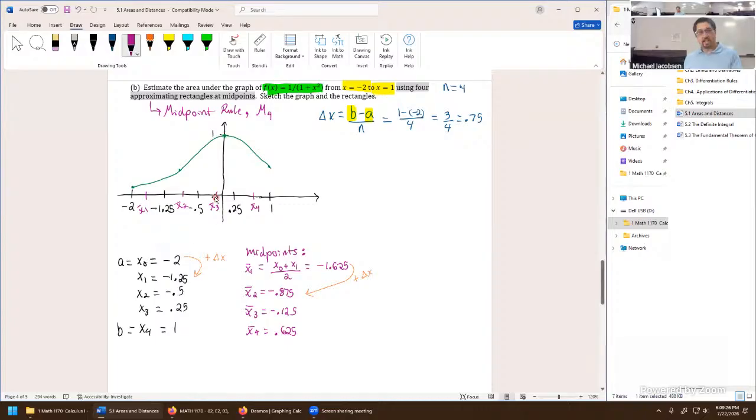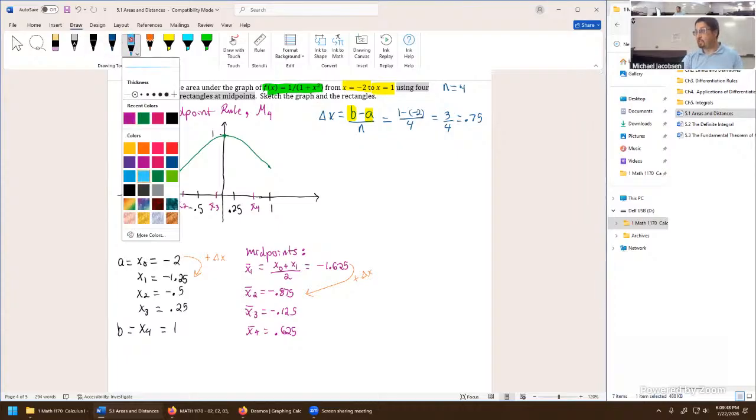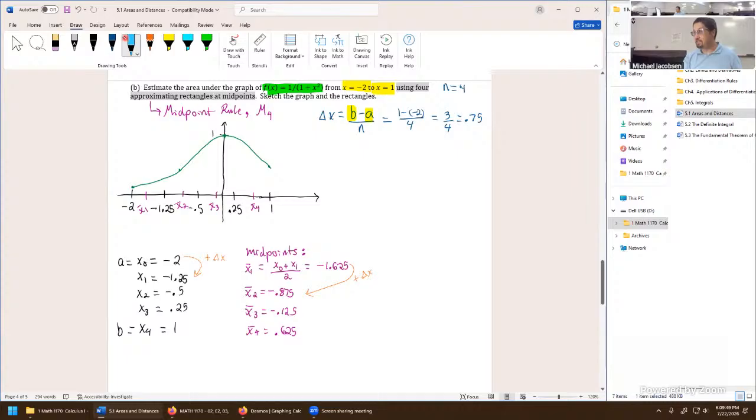And checking these positions, X bar 3 should be slightly negative. That looks about right, somewhat close to 0. X bar 4 looks like it'd be close to about 0.5. It's to the right of it, and that means 0.625 looks about right. So all these numbers look like they're in about the right spot. Now we're ready to graph those rectangles. Let's use the same color that we did before, just for the sake of parallelism.